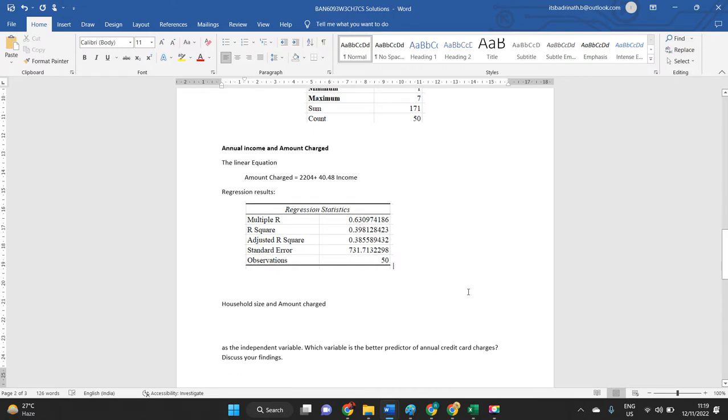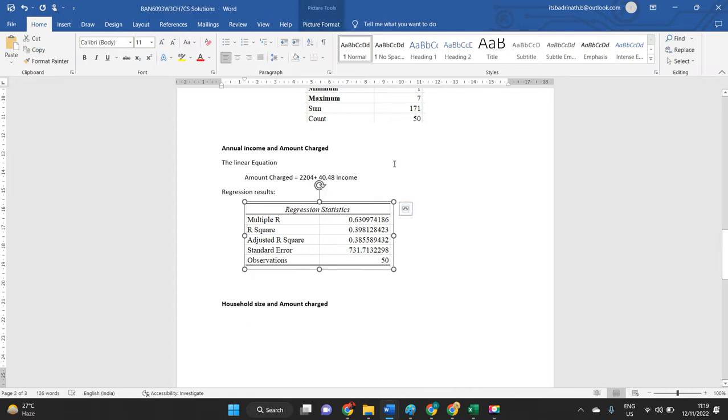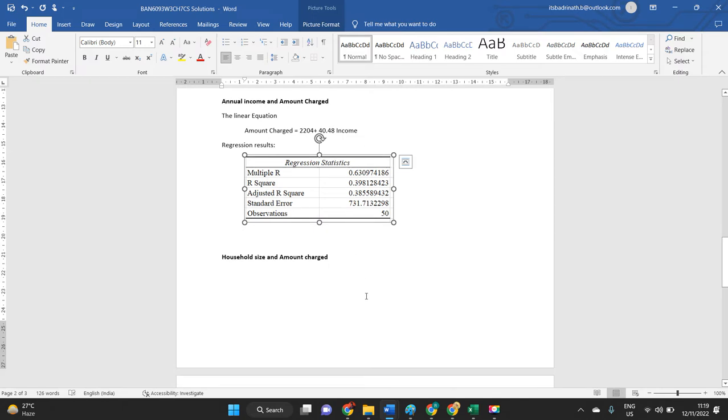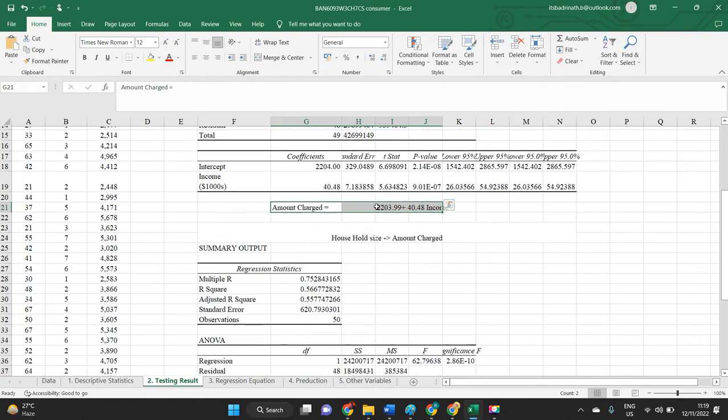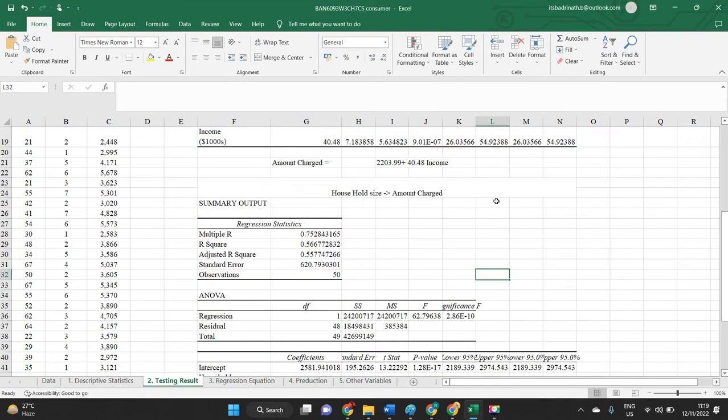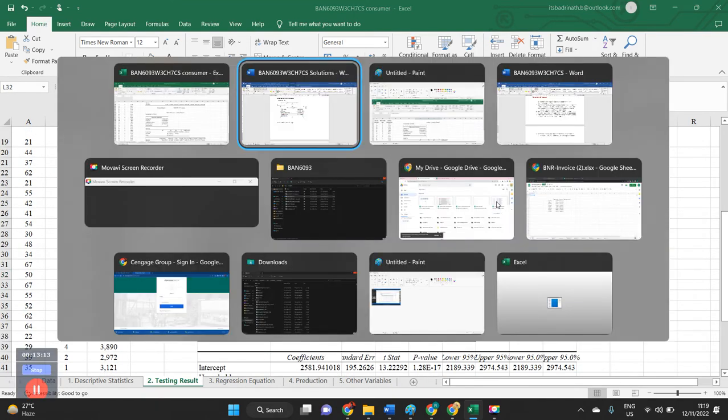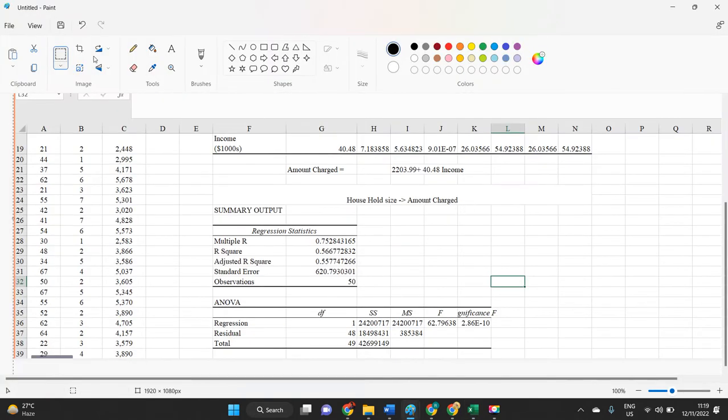Now the same thing we do for this factor, these two variables. What we do is try to compare the results of the first concept with the result of the second concept. What is the result that we achieved for the second one, that is household size on amount charged? I will brief you on how to compare these two things.